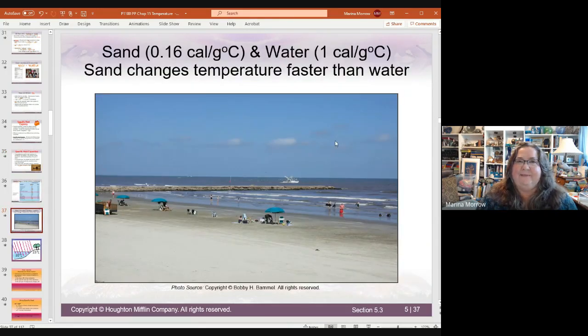But one of the things that happens is somewhere like a beach, your feet are hot as you walk across the beach, and then you get in the water and it's cold. And the reason is that the water has a 6 times larger specific heat capacity. Right? Sand is only like 0.16. So basically the water would take 6 times as much energy to raise to the same temperature. So anyway, the sand heats up during the day and the water stays cool.